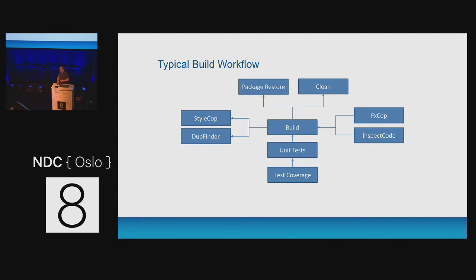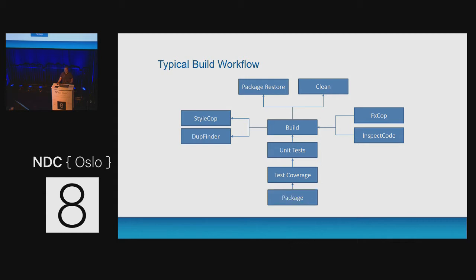Then, depending on what kind of developer you are, if you're like me, you want to run some sort of static analysis on your code to make sure that everything is meeting the standards of your project team. So you might use tools like StyleCop or DupeFinder, FxCop, or InspectCode. Those are all utilities that will basically look at your code base, make sure that all the line endings are the same, that you're not doing anything that you shouldn't be, and so on.